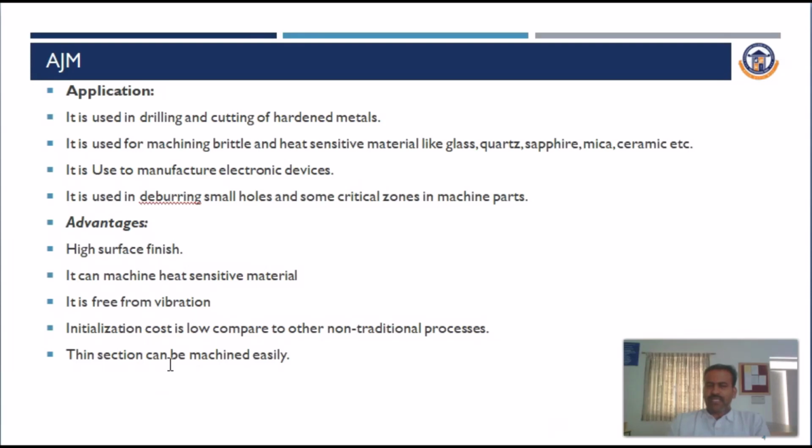Where we are using this abrasive jet machining process is called the application. It is used in drilling and cutting of hardened metals. It is used for machining brittle and heat sensitive materials like glass, quartz, mica, ceramic, etc. It is used to manufacture electronic devices. It is used in deburring small holes and small critical zones in machined parts.